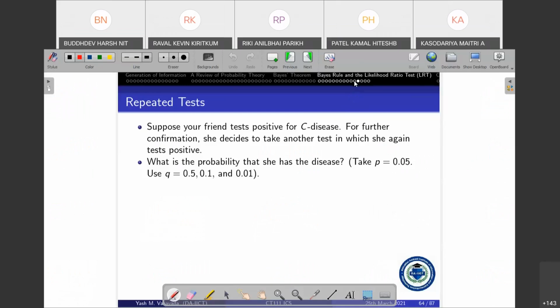Okay, does anybody want to come forward? Yes, sir. I tried the question and I got 3 percentages. Can I say that? Yes. So for P equal to 0.05 and Q equal to 0.01, I got about 32.4%. Okay, so you were looking at this case, and you got 32%.